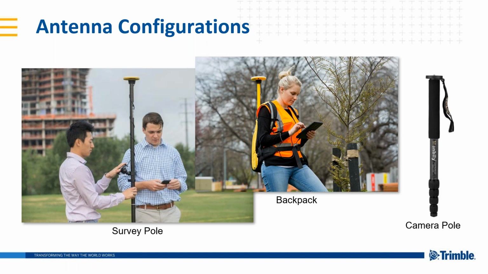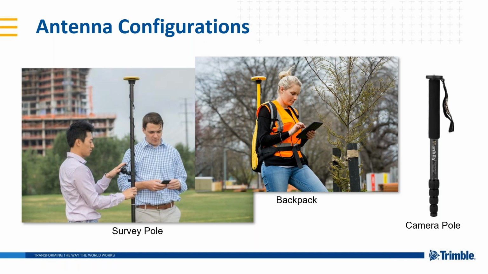So by using the survey pole and a level bubble that's attached to the pole, you can hold it very, very accurately and translate the position of the antenna to that point of interest on the ground within a few millimeters. The second configuration there is mounting the antenna on the backpack. That's very convenient, of course, because you're not having to hold a survey pole, but you're not going to achieve the same level of accuracy.